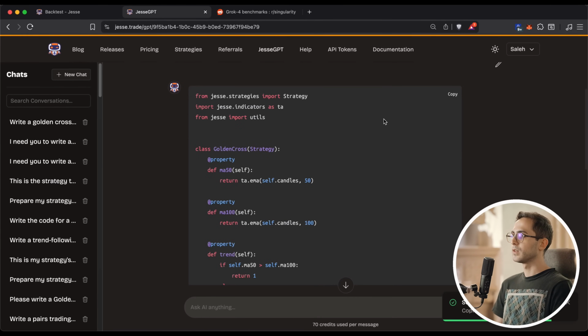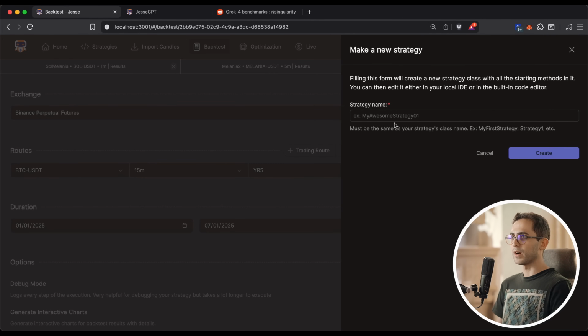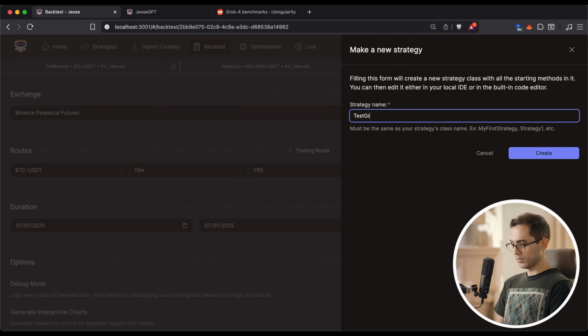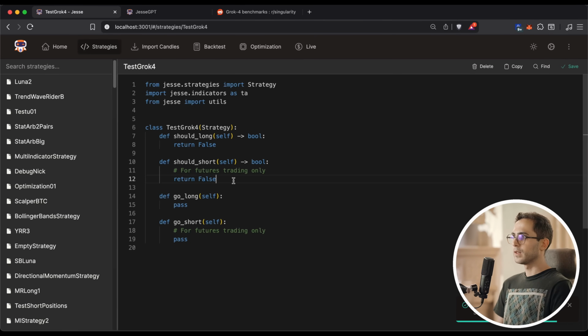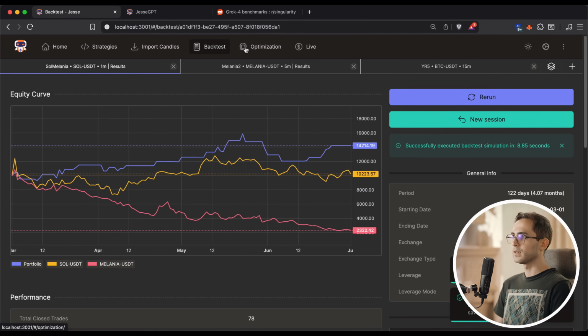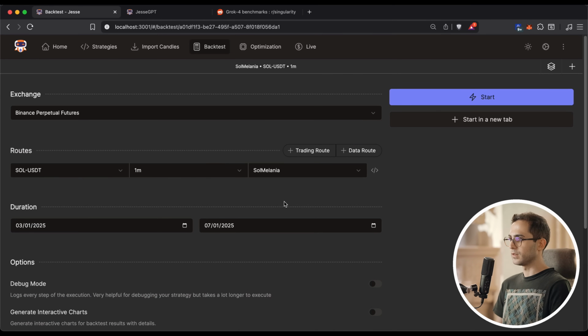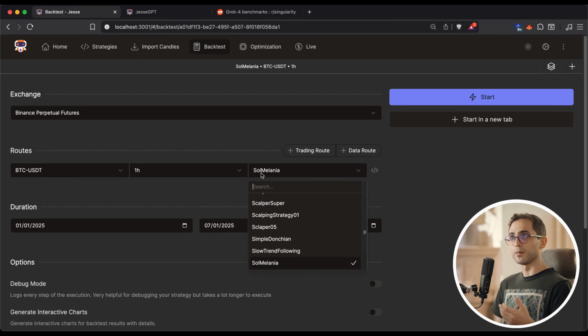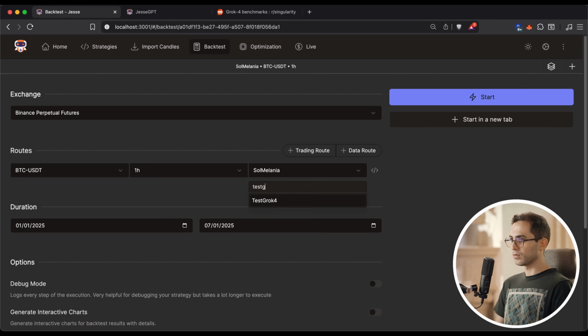Let's copy it, go to Jesse and create a new strategy. I'm going to call it test Grok 4. Let's paste it here. Go to backtest. Let's close these. And I'm going to define the duration since the beginning of this year. Pick BTC USDT and choose the hourly time frame, because I don't really care about the metrics of the strategy right now, so I'm not going to test all the time frames. I just want to see if it runs well. And let's pick test Grok 4.